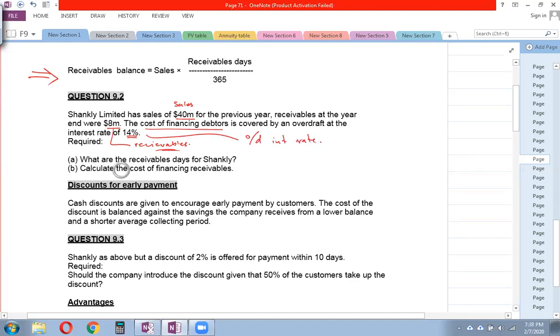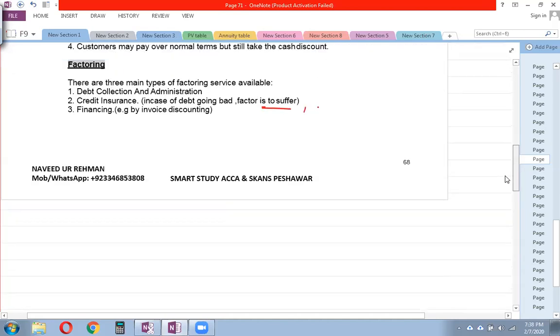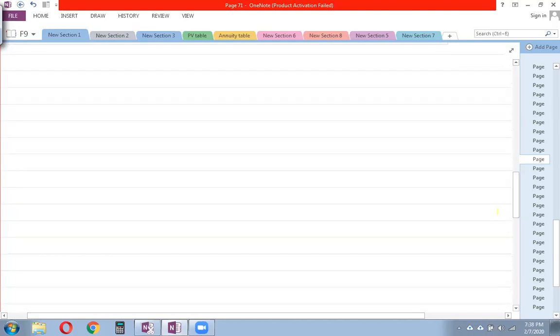What do we need to find? What is receivable days for Shankly, right? You guys are going to do it, right? I'm just telling you, receivable days is something that you want to find, right? You're given sales and you're given the receivable balance. So how do you find the receivable days, right? Let's see who can do it before me, right? Someone has already done it.